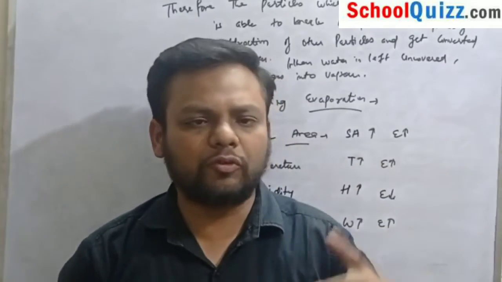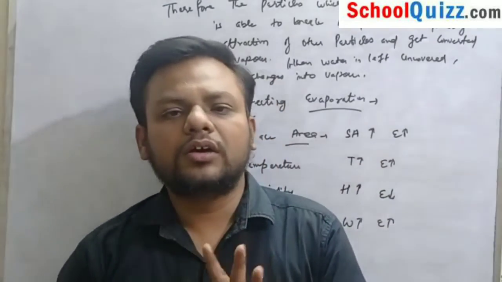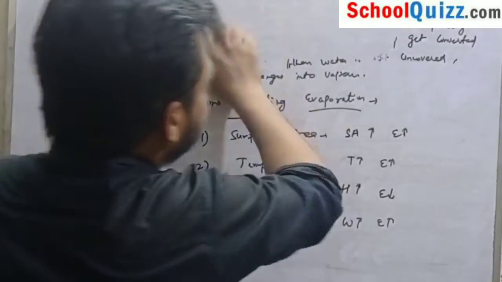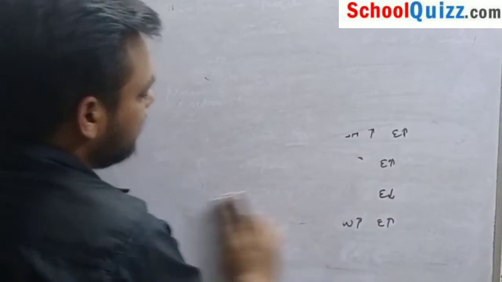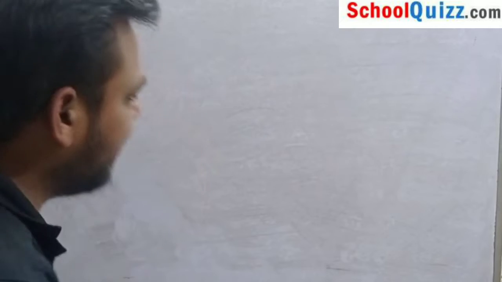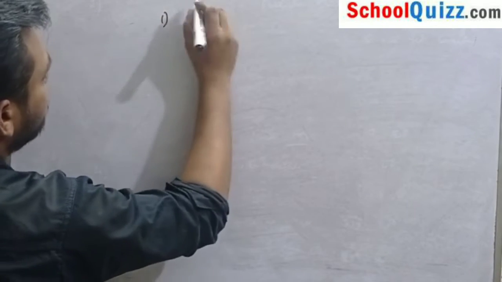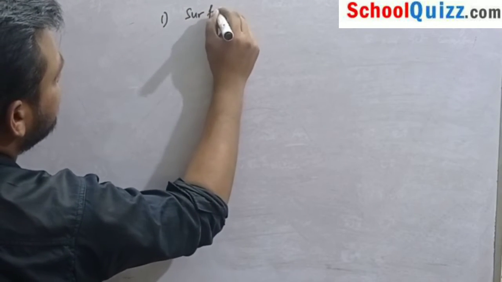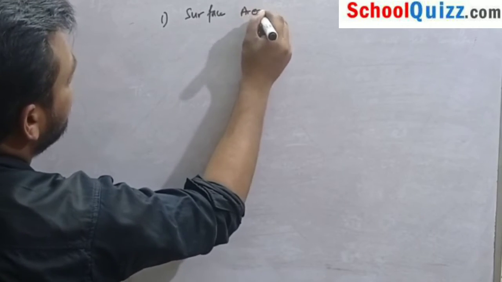So today we will discuss the main four factors. We will discuss them one by one in detail. First of all, we will start with surface area.